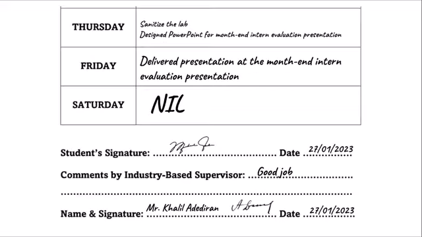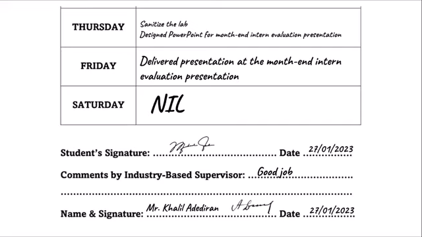your program. Then for most people who don't go to work on Saturday, you can just fill it with NIL, which means nothing. Then you have your student signature, comments by industry supervisor, your date. So the student signature and dates, the first date you have up here is to be filled by you. Then the name and signature of your industry-based supervisor is the one down. In this case, we have Mr. Khalil Adediran, which is just a dummy name.